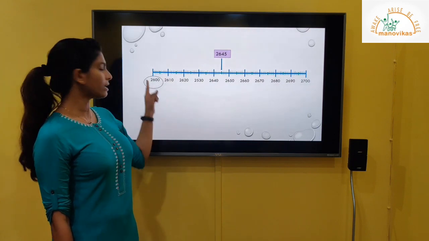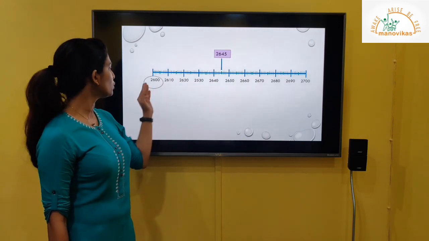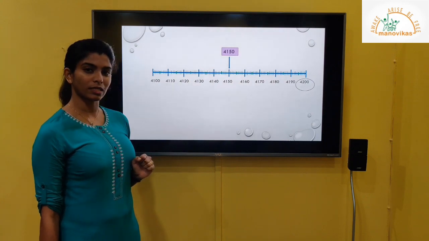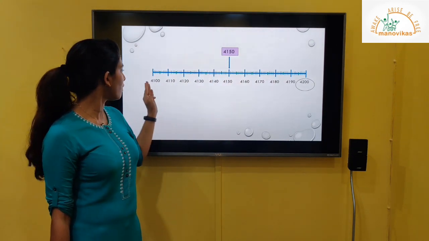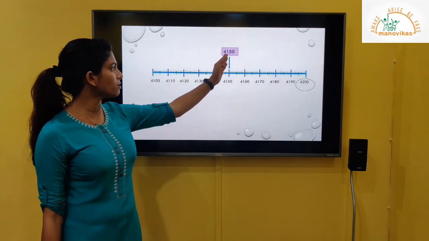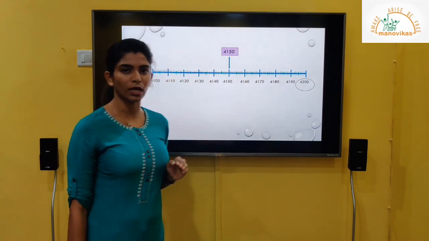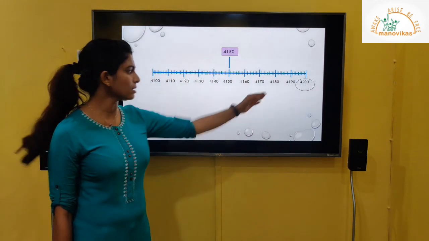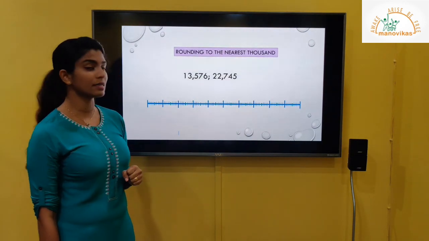Okay, next 2645. Oh, it's already marked, so the number is 2600. It is near to 2600. It's already marked here. So 4150 is the midpoint of 4100 and 4200. It is in the middle. So which is the nearest 100? It is 4200.